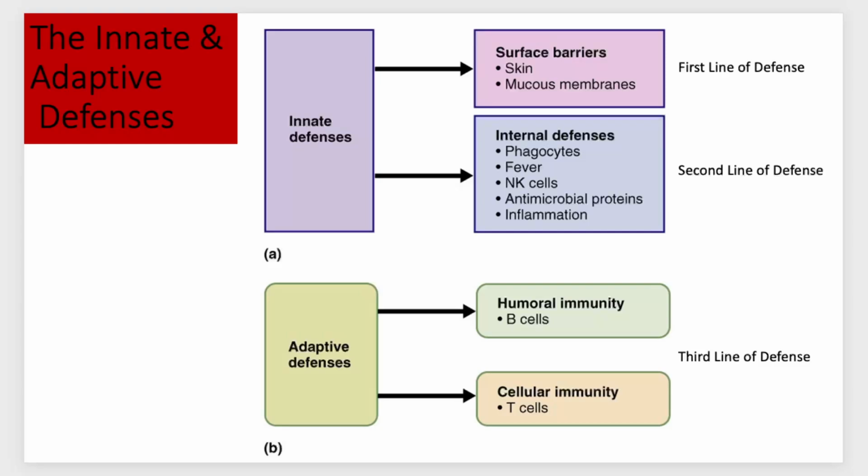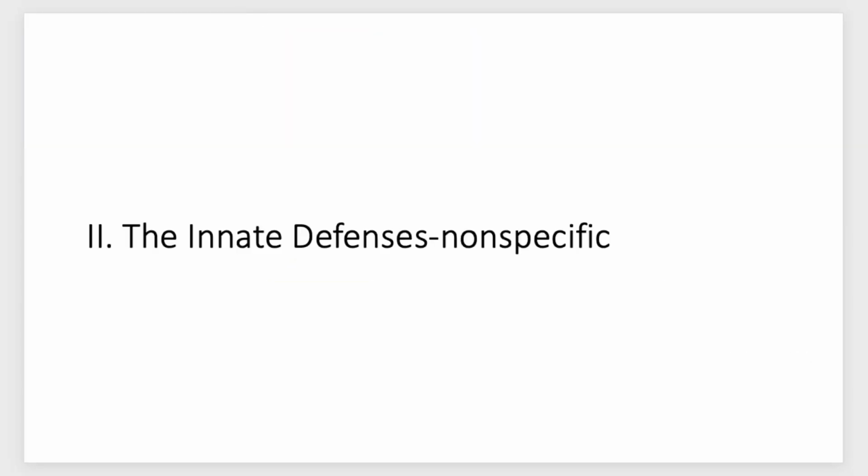Now, if a bacteria is able to get through our first line of defense and our second line of defense, then they're going to run into our third line of defense, which we call adaptive immunity. And we acquire this as we live our lives and as we are exposed to different foreign substances. And we'll look at this in more detail, but just to throw these categories out at you, we have humoral immunity. This is going to involve B cells, and then we have cellular immunity, which is going to involve T cells. So let's look at the innate defenses, these non-specific defenses.